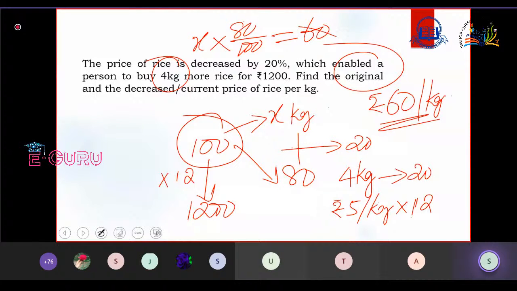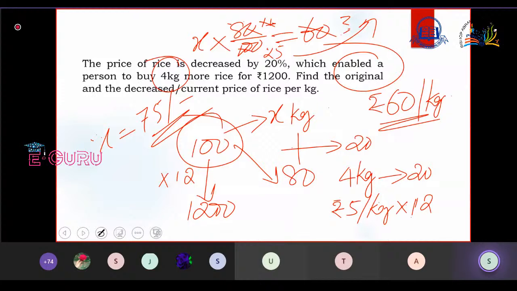Now we can make the cancellations here. With the 20, you can get these things divided. Here it will be 3 and here it will be 4. And 4 by 100, it will be 25. And when this 25 goes to this side, it will be 3 into 25, that is 75, right? So the value of X, you will get 75. So the original price was 75, and with a discount of 20%, it becomes 60, which is the current price.